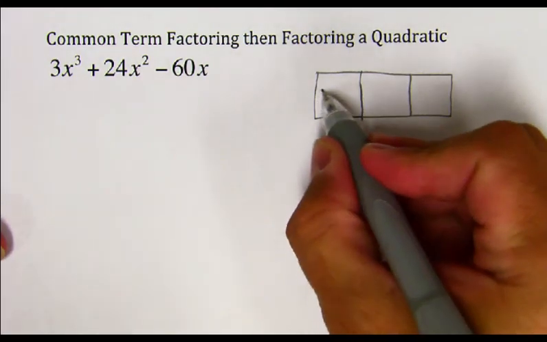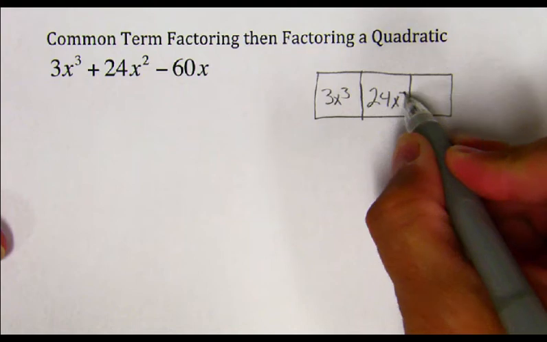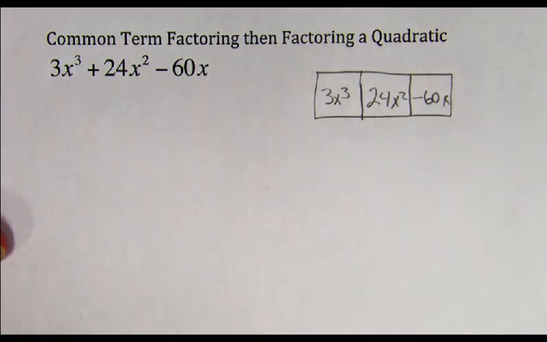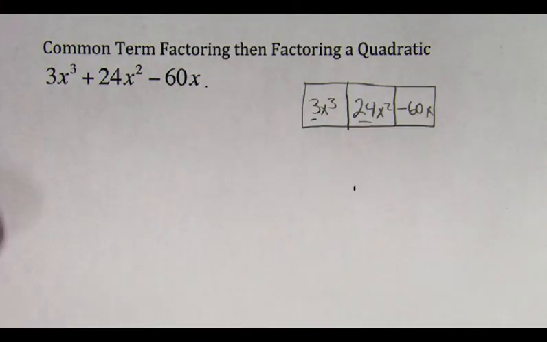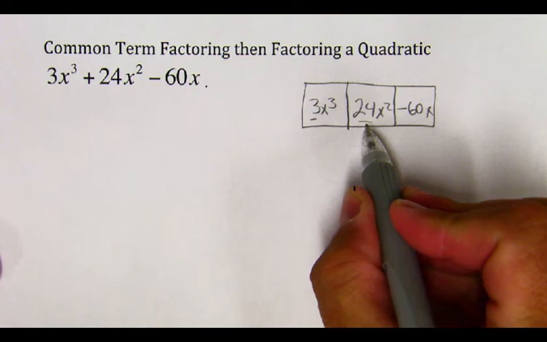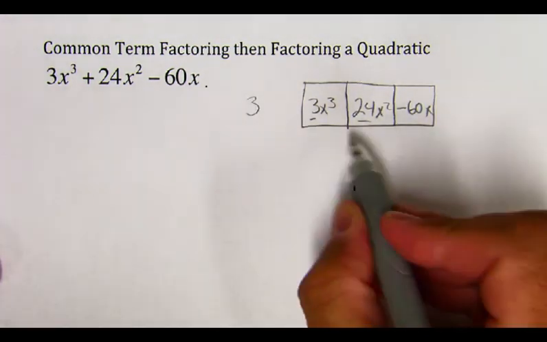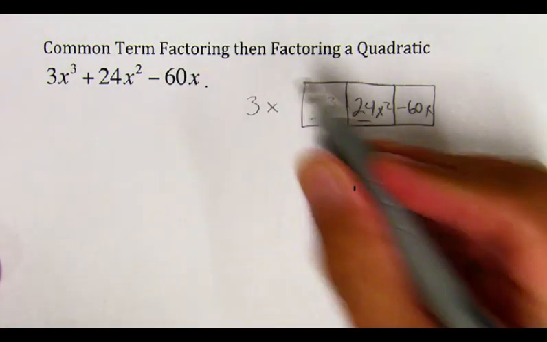In the first box, 3x to the third. In the second box, 24x squared. And in the last box, negative 60x. So I need to say what's the biggest number that goes into each of these. Once we recognize that a 3 goes into each one of those terms, I can pull a 3 out front. There's an x in this term, an x in this term, and an x in this term, so I can pull out an x.